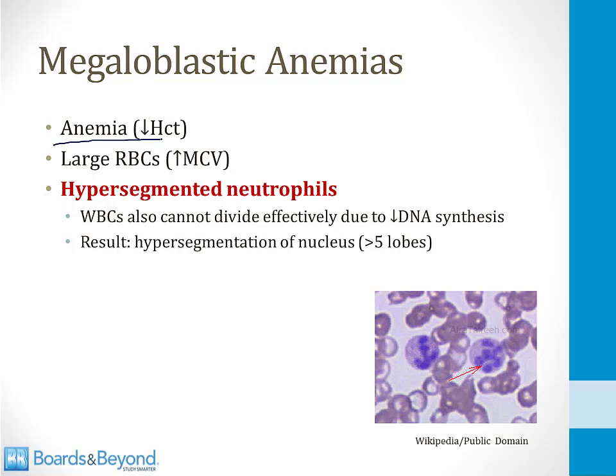The findings in megaloblastic anemias include an anemia. There will be a low hematocrit and low red blood cell count, just like the name implies. The red cells will be large. They will have a high MCV. But what defines megaloblastic anemias and what differentiates them from other macrocytic anemias is the presence of hypersegmented neutrophils on the peripheral blood smear.